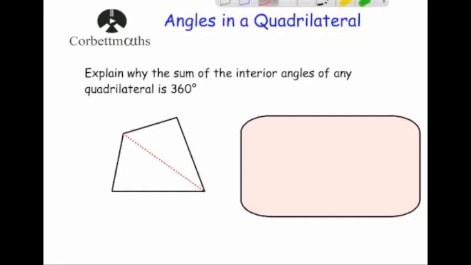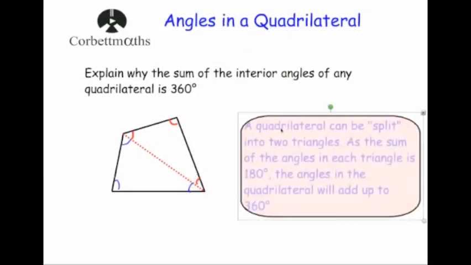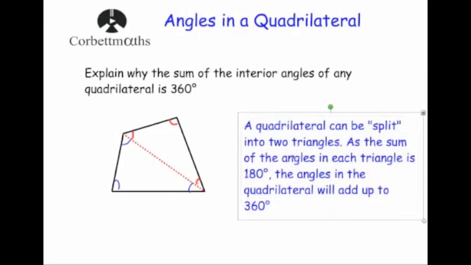And what we're going to do is look at the angles in each of those triangles. Now we know the angles in a triangle add together to give you 180 degrees. So those 3 angles in red will add together to give you 180 degrees. And the 3 angles I'm about to draw in blue will also add together to give you 180 degrees. And if you look, those angles cover all 4 angles of the quadrilateral. So that means that because they can be split into 2 triangles, and as the angles in each triangle are 180 degrees, the angles in the quadrilateral will add up together to give you 360 degrees, and that's it.